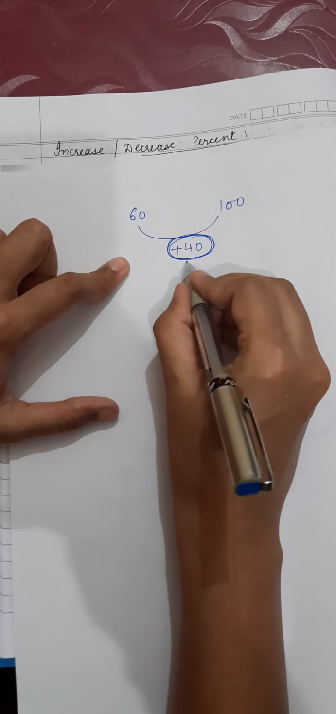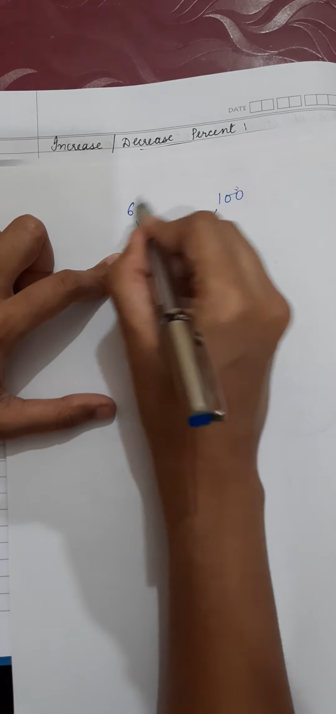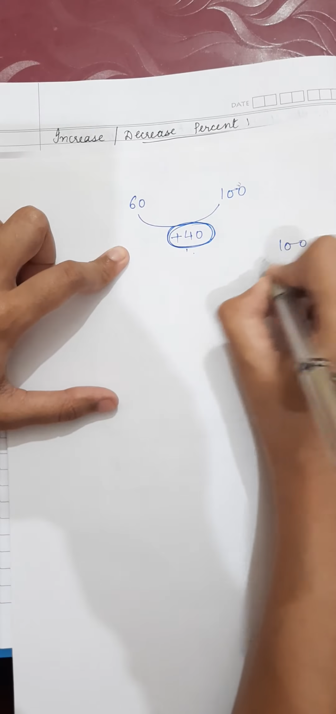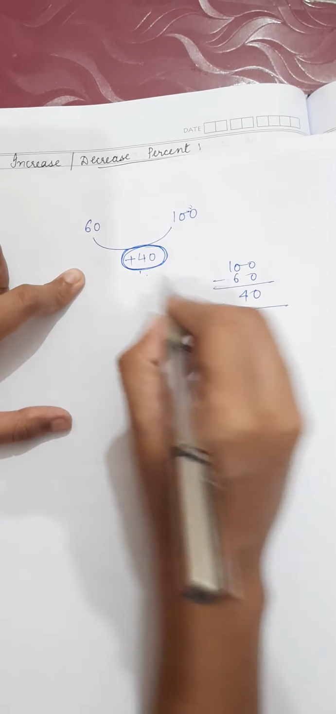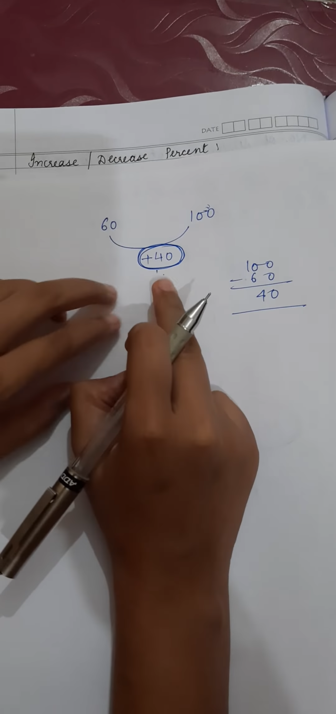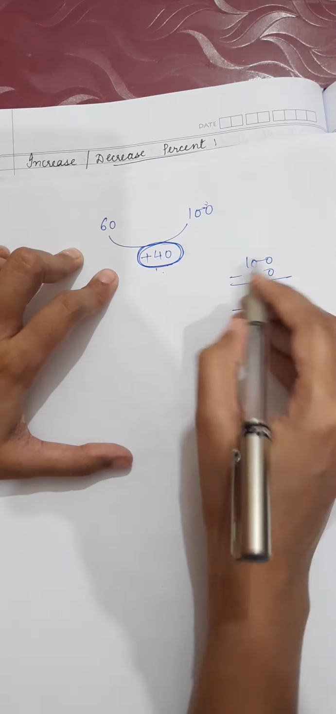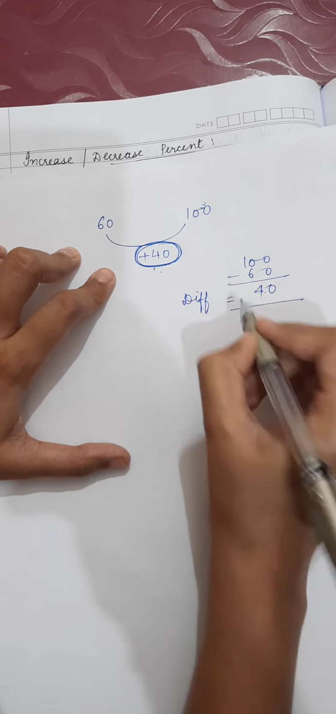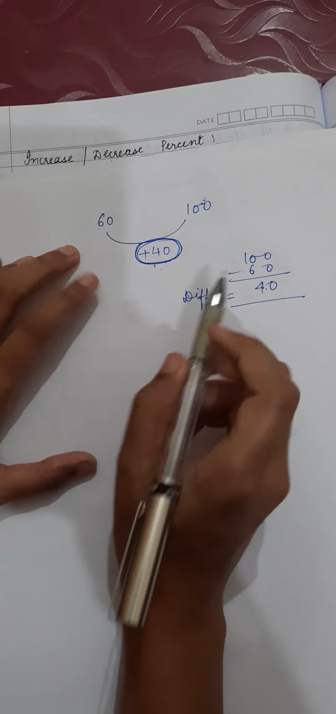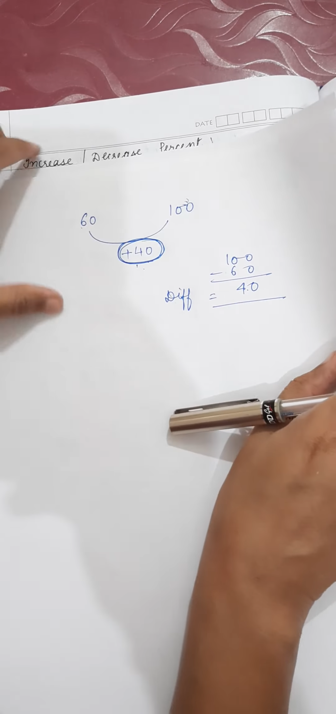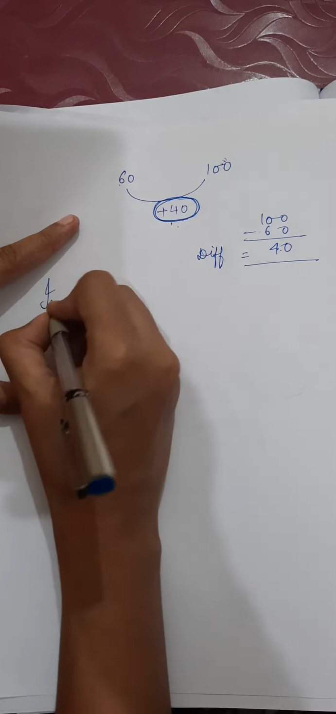How did you get this 40? You subtracted: 100 minus 60 gives me 40. Only then are you able to find that earlier I had 60, but now I have an increase in the amount by 40. So this is the difference. Difference means 100 minus 60. Okay. Now you have to find the increase percent.